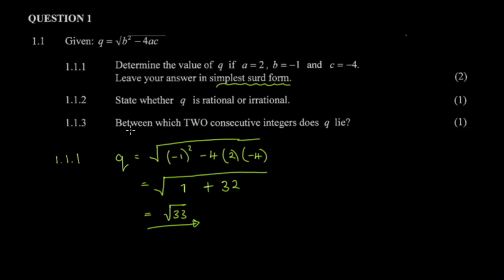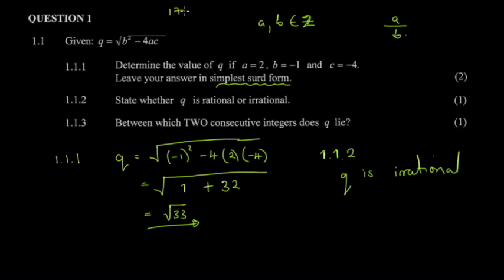So you're asked to state whether Q is rational or irrational. Okay, so 1.1.2. So Q is irrational, and I'll explain to you what that means. Any number that you cannot express in the form a over b, where a and b are elements of integers. Anything that you can express in fraction form where there are numbers, it's a rational number.